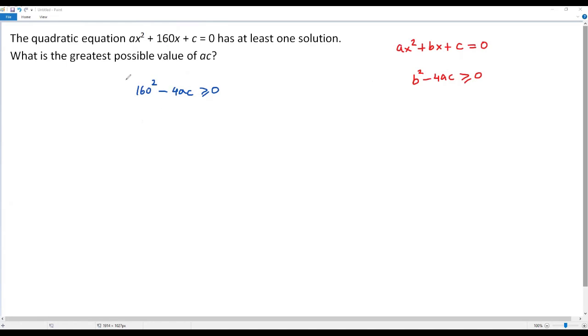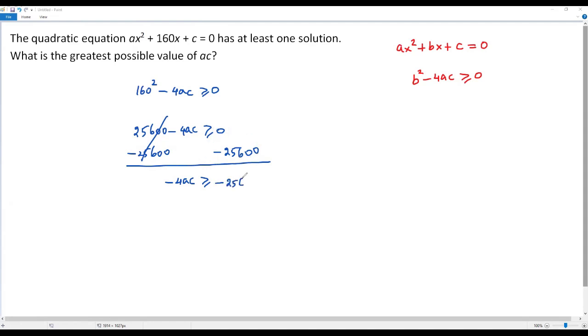Now let's get the greatest possible value of ac. When I evaluate 160², I am getting 25,600, and −4ac is greater than or equal to 0. Let me subtract 25,600 from both sides. Then the positive and negative values cancel out. I'm getting −4ac greater than or equal to, when I combine 0 and −25,600, −25,600. Now let me divide both sides of the inequality by −4.